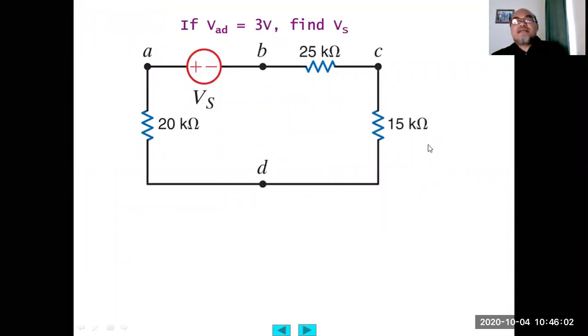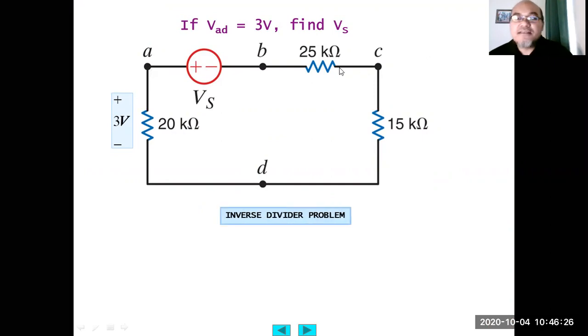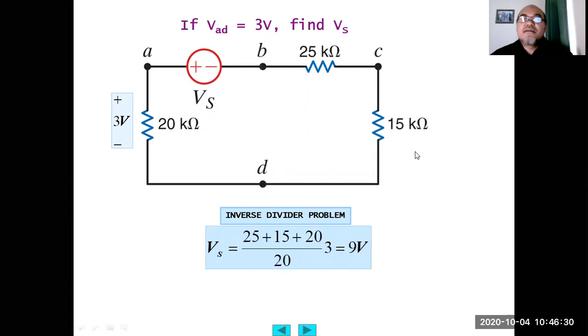Now another friend of yours asked this question about a single loop circuit that we can usually solve using Kirchhoff voltage law. The question is: if VAD, the voltage between A and D, is 3 volt, so A is 3 volt higher than D, find Vs. This is an inverse divider problem. So where does this come from?